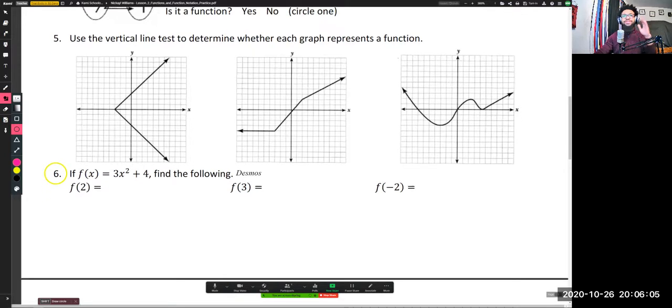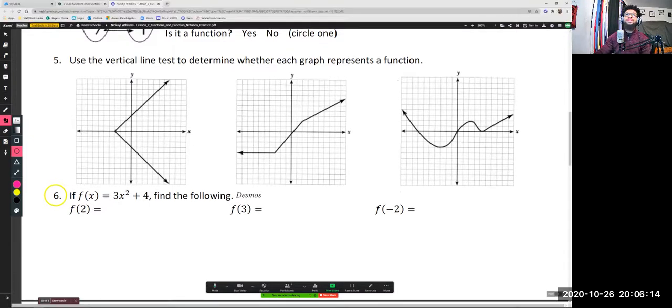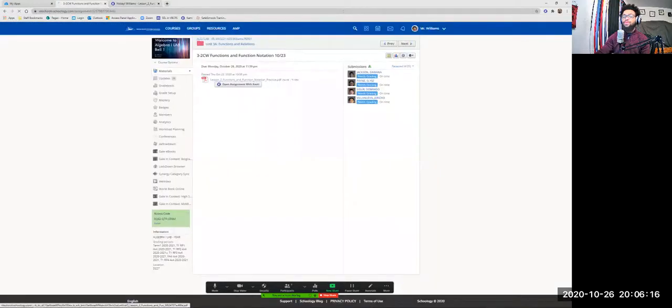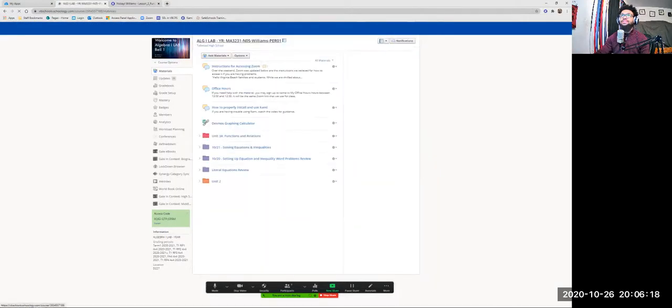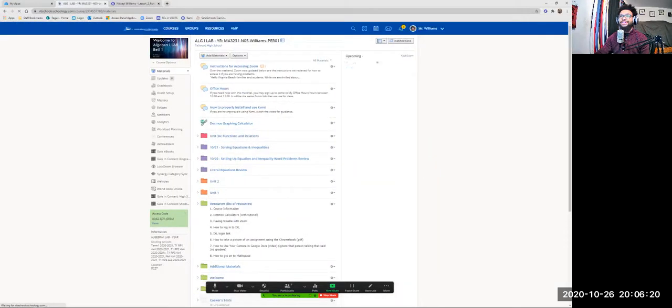Number 6 is the fun one to me. Number 6, we get to use our Desmos calculator. Like I said earlier, when you go to use Desmos, you're going to come to my Schoology class, and it says Desmos graphing calculator. That'll be right there, or maybe even higher up. I'll probably move all these down, and this will be that first link in the Schoology folder.